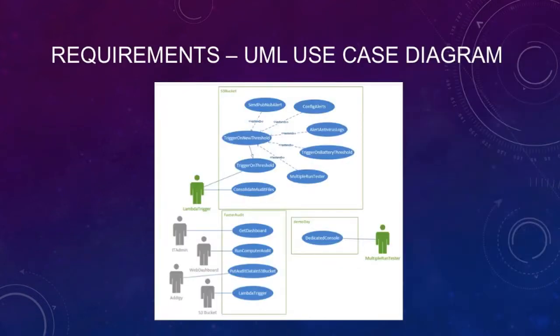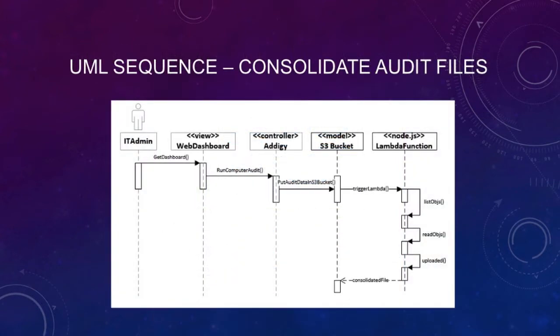Here is the overall UML use case diagram for the project. Here you can see the use cases and their interactions. The S3 bucket runs all of the user stories, each caused by a Lambda trigger. Allow me to explain the sequence of events in the consolidation of audit files.